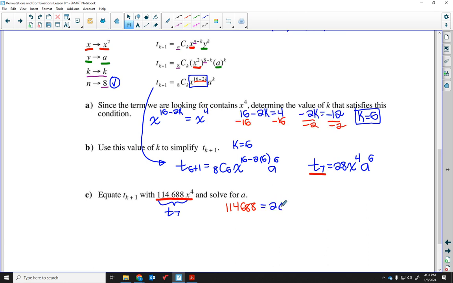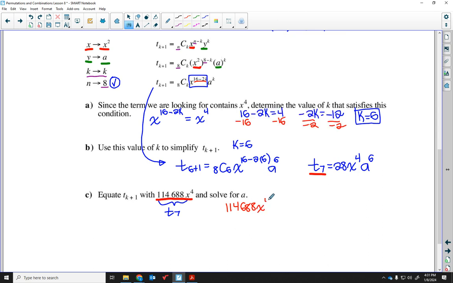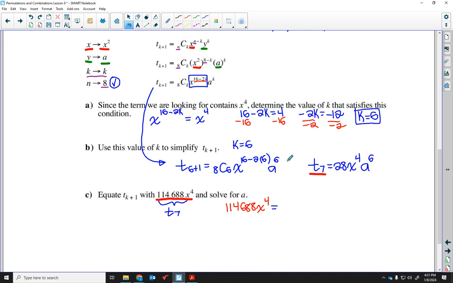28. And then, oh, we forgot the x to the power of 4. Let's not forget that, because we're going to need that to cancel. So we're going to have x to the power of 4. And then this is equal to this expression we got for term 7, which is 28, and then x to the power of 4, a to the power of 6.